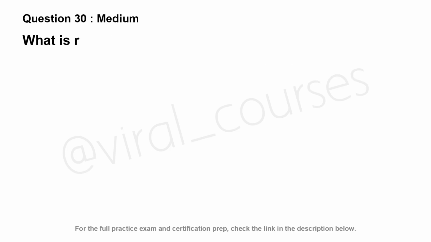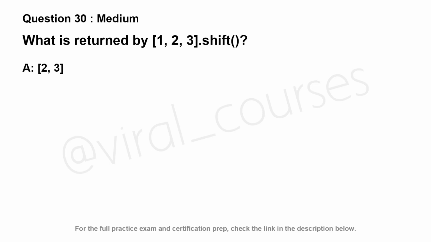What is returned by [1, 2, 3].shift()? Option A, [2, 3]. Option B, 1. Option C, 3. Option D, [1, 2].